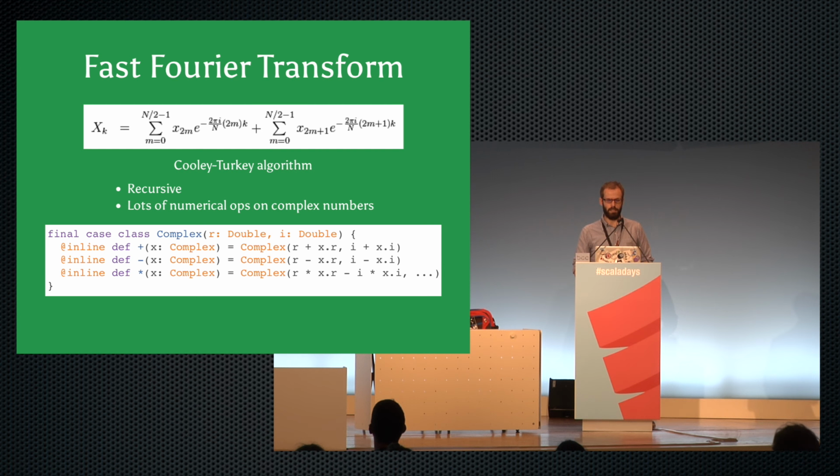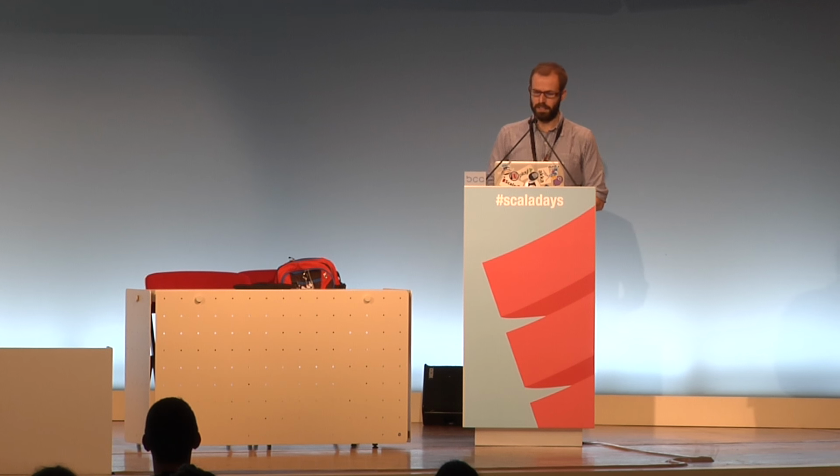So in this case, I've chosen to do a fast Fourier transform. In my day job at The Guardian, we don't really do a lot of fast Fourier transforms. But in other domains, obviously, it's very useful. I mean, it's used in MP3 encoding and all kinds of things. I decided to implement the Cooley-Tukey algorithm because it has a really cool name.